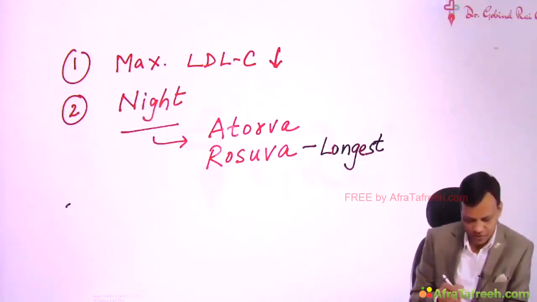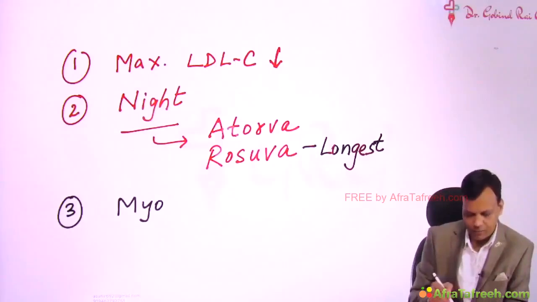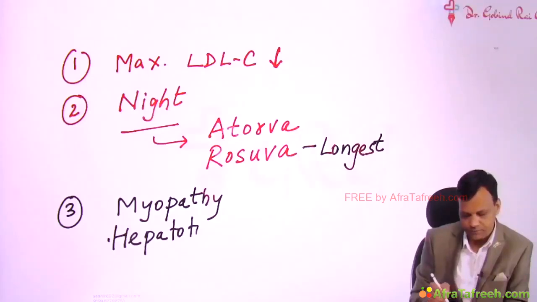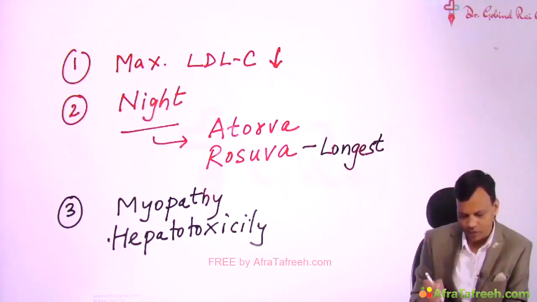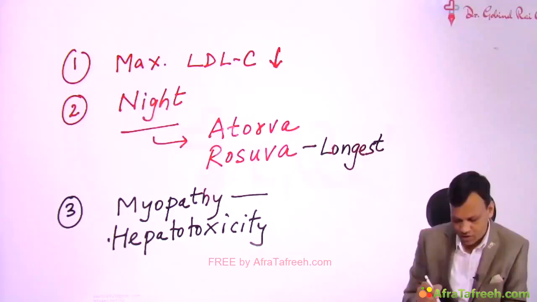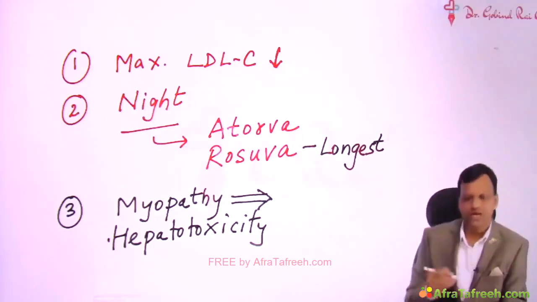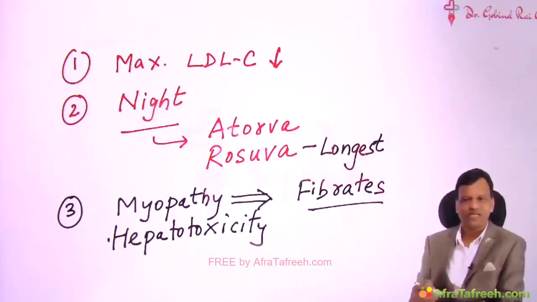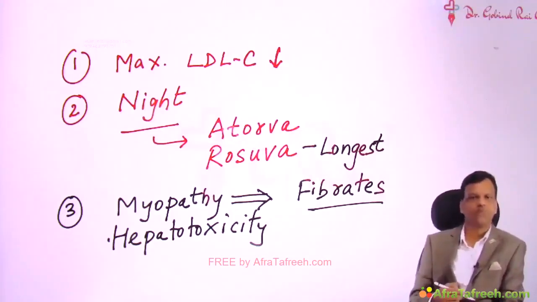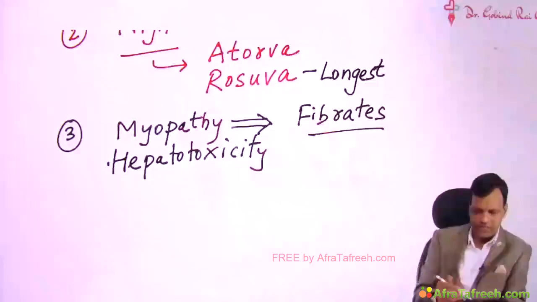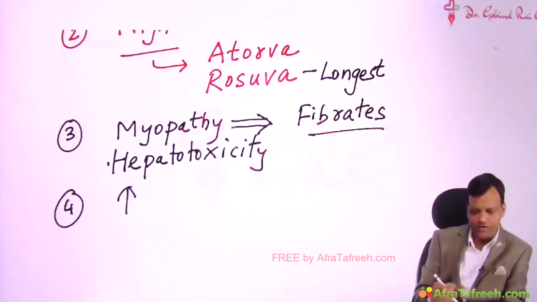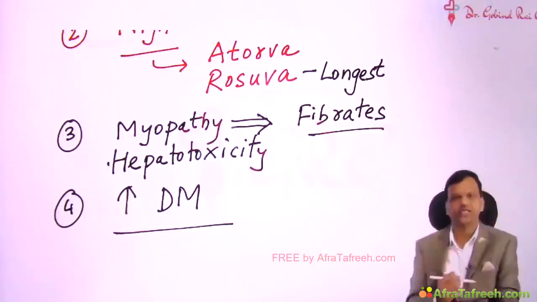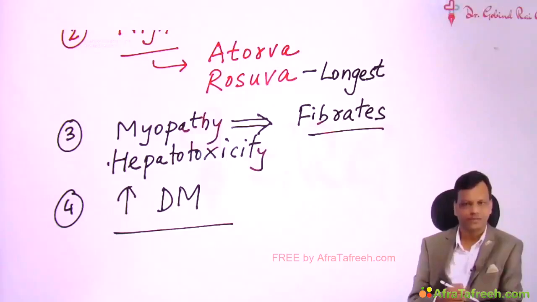The major adverse effects of statins are myopathy and hepatotoxicity. Statins can cause myopathy and hepatotoxicity. The risk of myopathy further increases if statins are combined with the fibrate group of drugs. Fibrates are also anti-dyslipidemic drugs, but when statins and fibrates are combined together, the risk of myopathy increases. A recent finding is that statins increase the risk of diabetes mellitus. Statins increase the risk of development of diabetes mellitus.